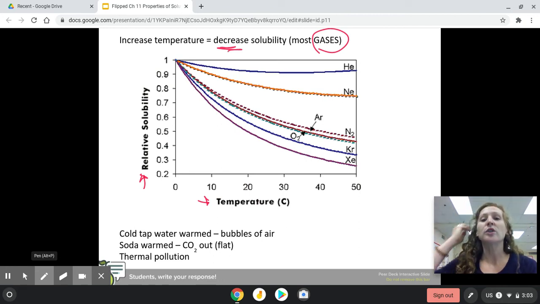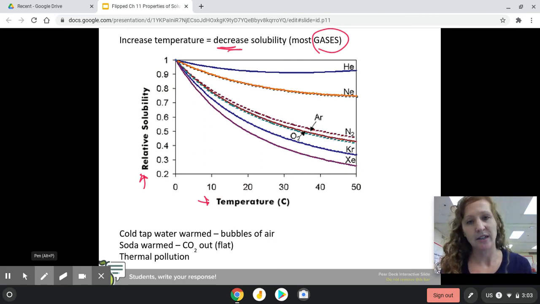And I'm sure you have run into this before. Think about if you open soda, right? You open soda, where are you going to put it? If you don't drink the whole thing and you want to save half of it, are you going to put it on the counter or are you going to put it in the fridge?